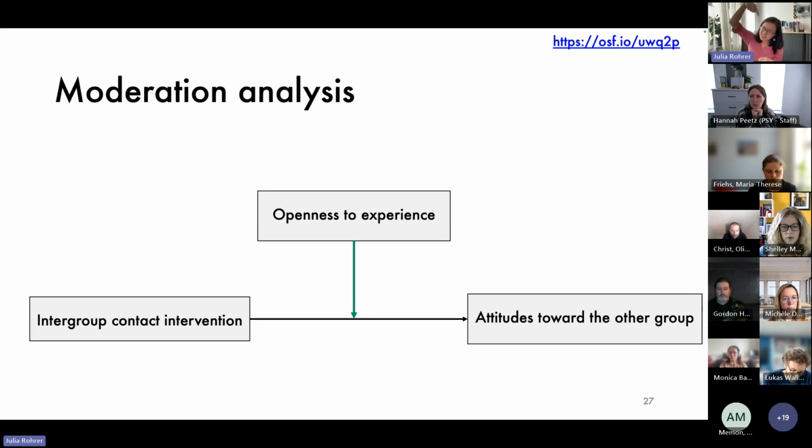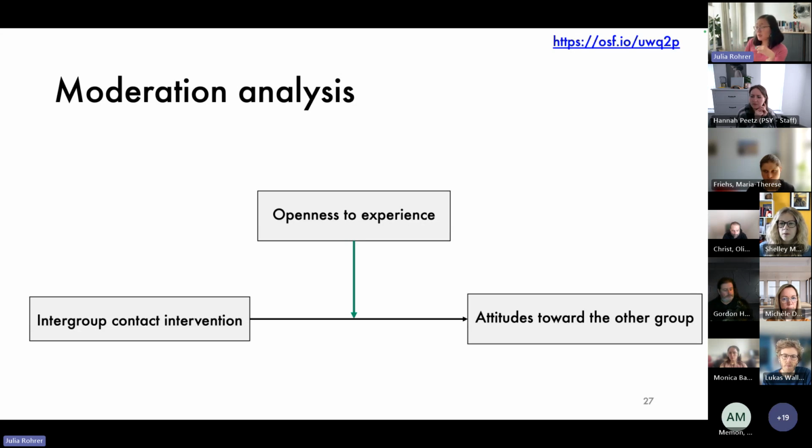This depiction with the arrow on the arrow is not standard causal graphs terminology, because in a causal graph, you wouldn't actually need to indicate interactions because everything is fully non-parametric. Instead, we would just have an arrow from openness to experience into attitudes towards the other group. I still like arrows on arrows because I think people are used to it thanks to the PROCESS macro, and also it's helpful to indicate what we have in mind here.